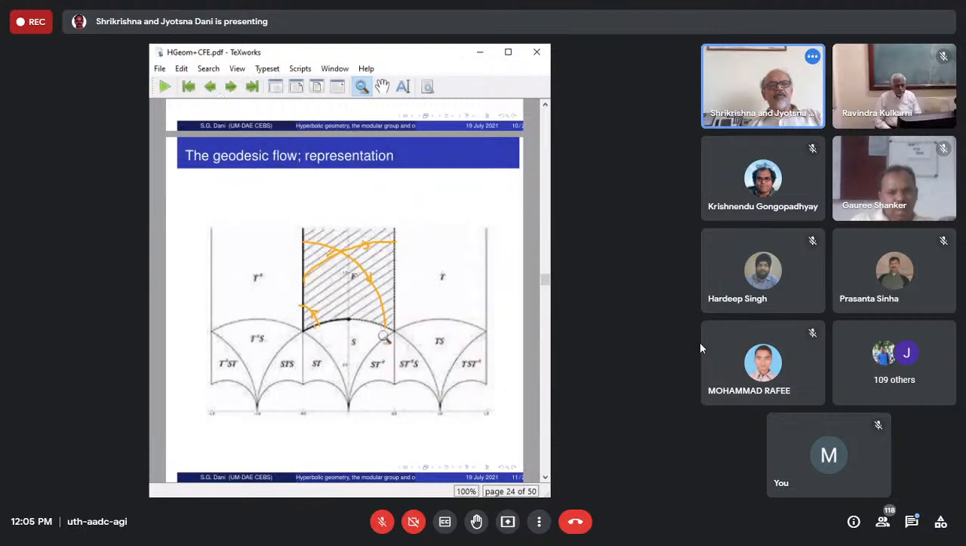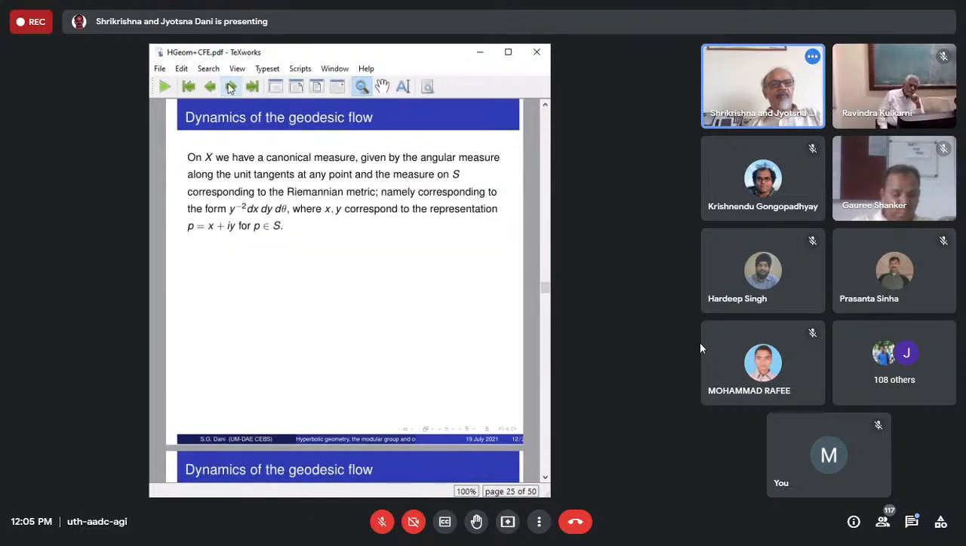So our space X consists of pairs of points of this F together with directions. Now, along directions, of course, you have the measure theta, and along this surface, you have the measure corresponding to the upper half plane, the Poincare metric. You could take dx dy, but that's not what we are doing. So the net measure is y raised to minus 2 dx dy d theta.